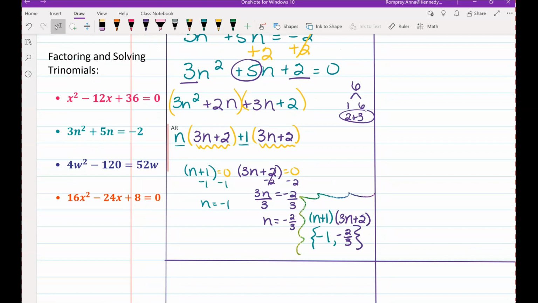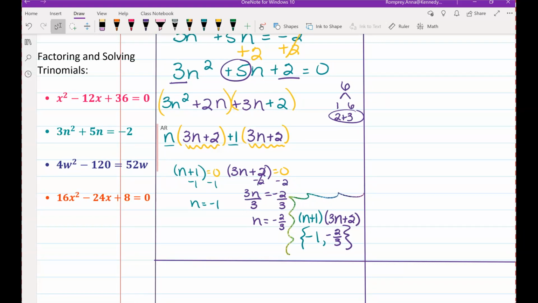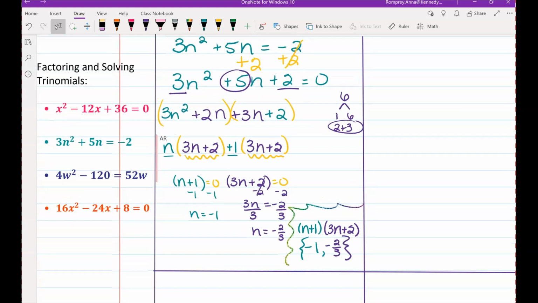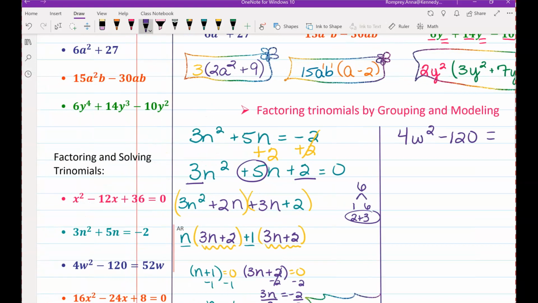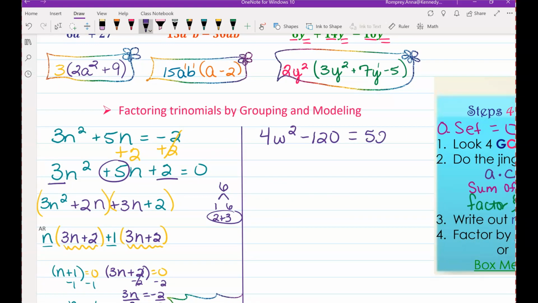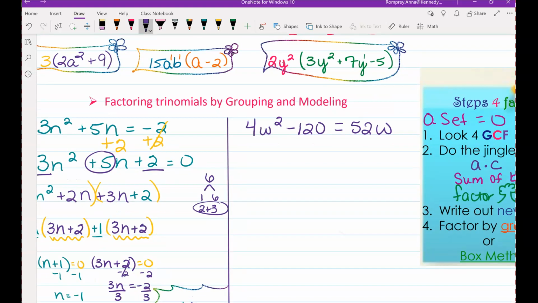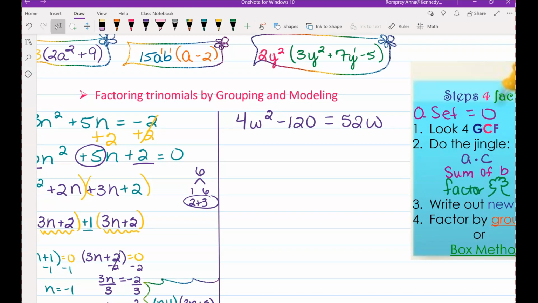All right. Let's see. How about 4w squared minus 120 equals 52w? That looks good. 4w squared minus 120 equals 52w. All right, so before you even start, you better be thinking of step 0. Gotta set equal to 0. So if we're gonna factor or solve, remember those solutions, those are x-intercepts, are zeros. All right, right now I have a red flag waving in my forehead going, hey, something's wrong. Yeah, we are not set equal to 0, so we must do that first.